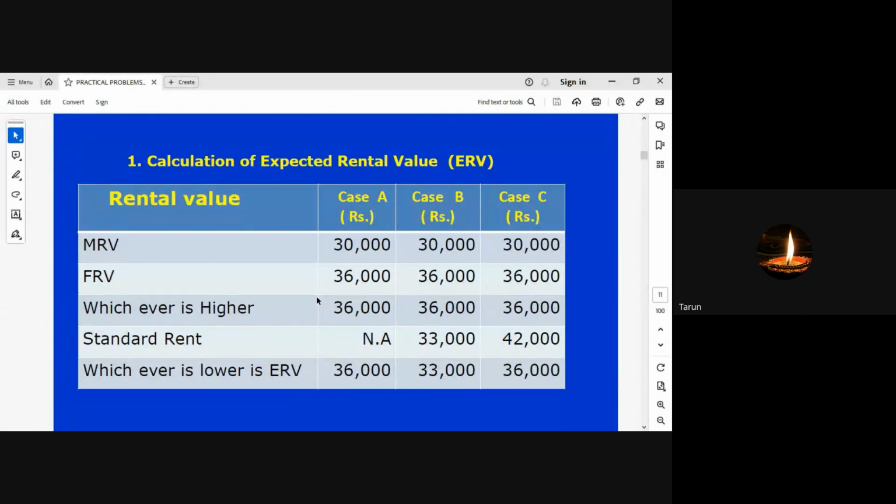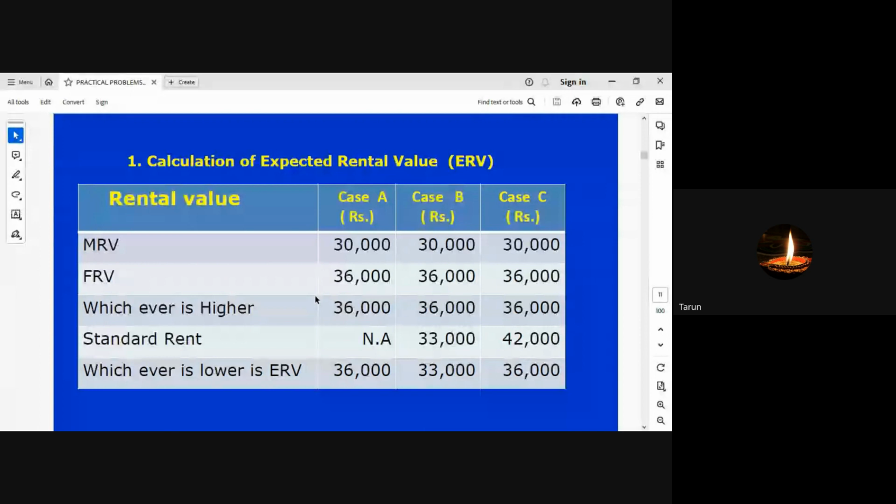It's not applicable under case A. As per the rule, whichever is the higher value, you need to compare with the standard rent. Whichever is lower, that value is called the expected rent. But standard rent is not given, so we need to compare 36,000 and standard rent, which is not given.